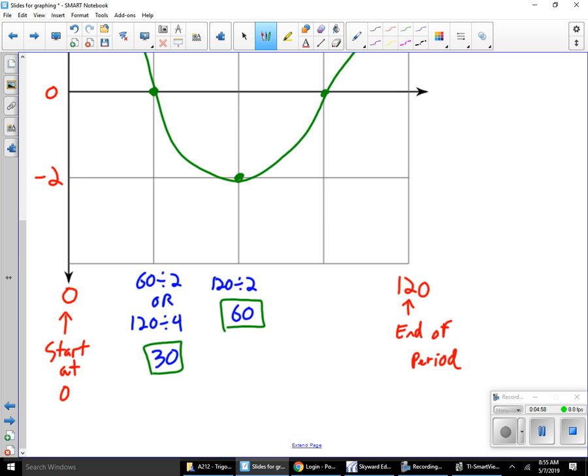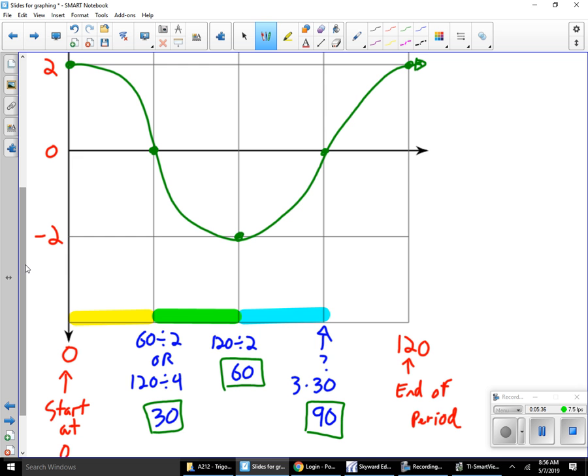And then the easiest way to find this last value, well, if the first one is 30, and then the next one gets us to 60, which is 30 plus 30, we can reason that that pattern will still hold for the next quarter. So we're going to have 30 plus 30 plus 30, which is 90. And those give us our 5 x values, 0, 30, 60, 90, 120. So there we have our transformed cosine function.